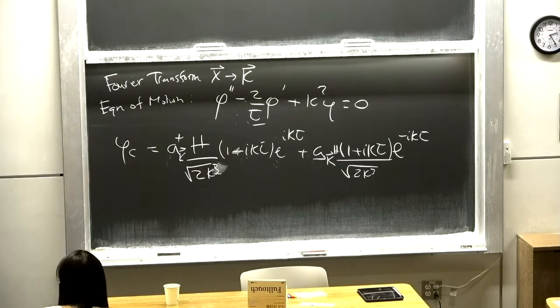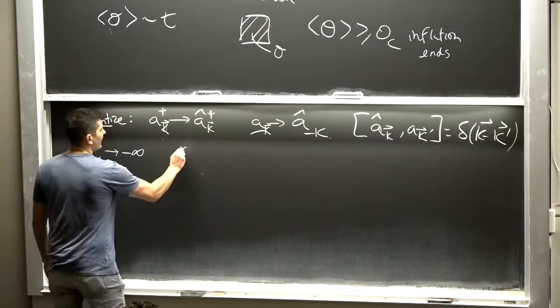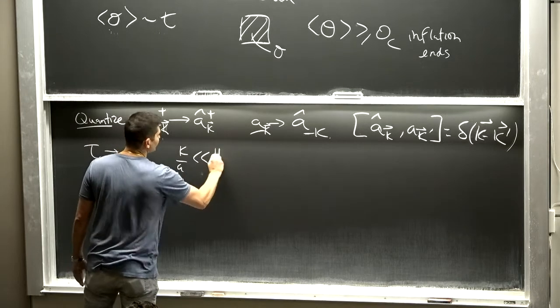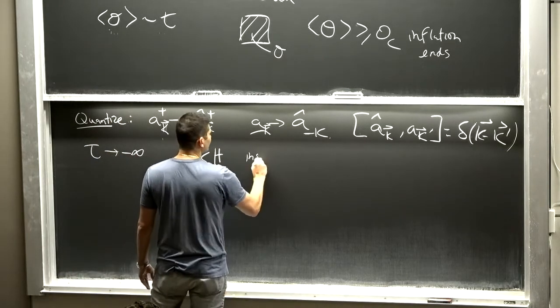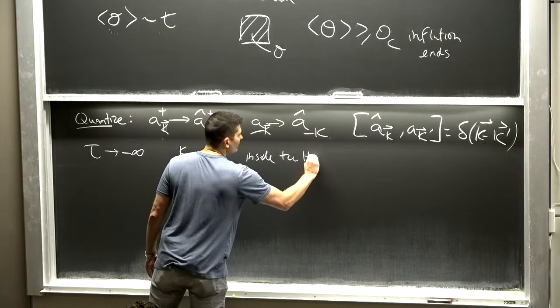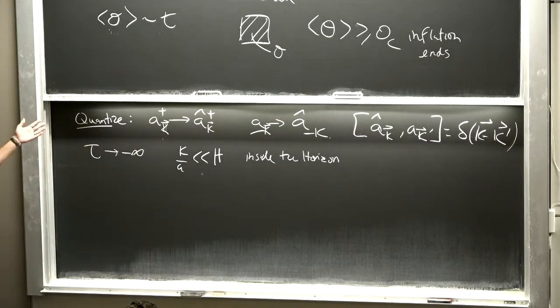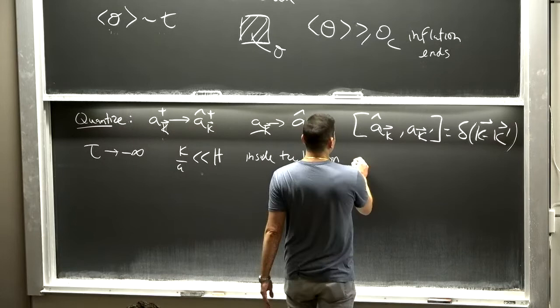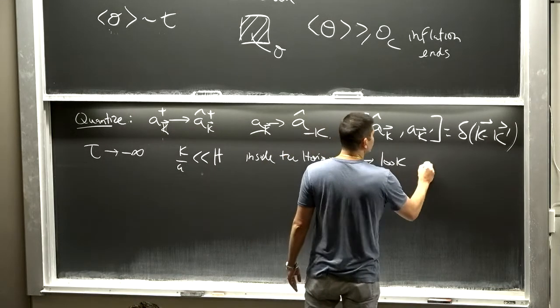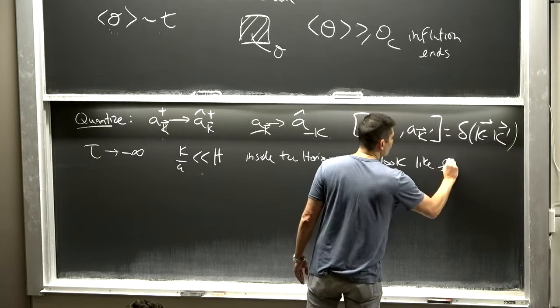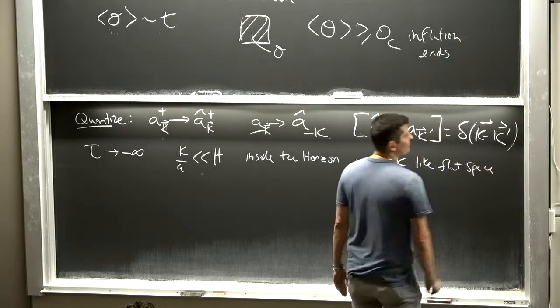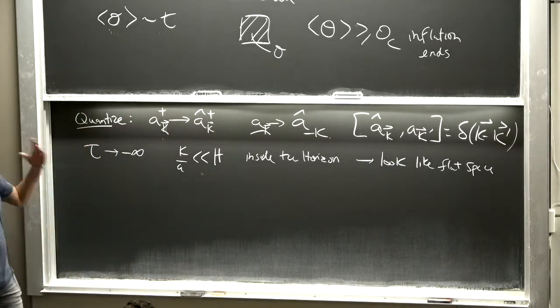And specifically, if we follow these solutions backwards in time, so that if we take tau goes to minus infinity, so that k over a is much less than h, so we're inside the horizon. We would like to think that if we're on a tiny region compared to the curvature of the universe, this should look like flat space. So our assumption is that this should look like flat space. So all arguments about the choice of the vacuum are just whether your vacuum at arbitrarily small distances inside de Sitter space should look like flat space.